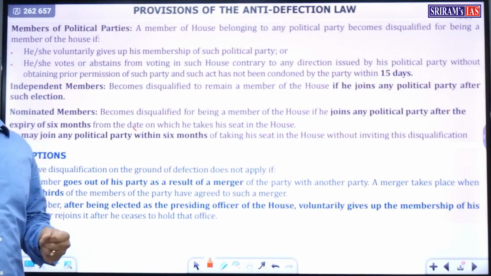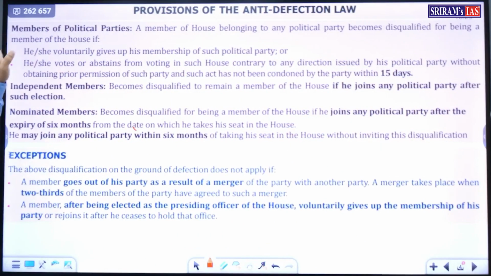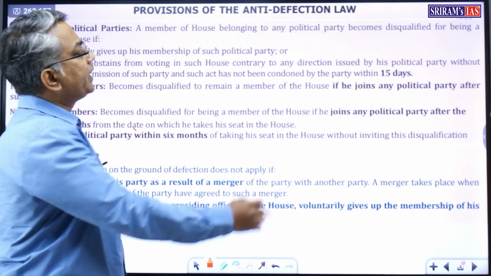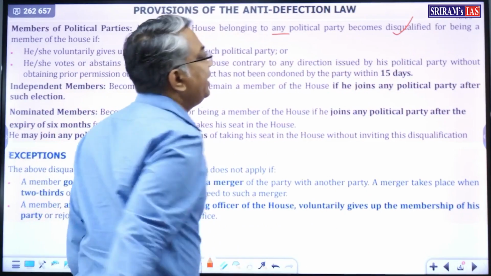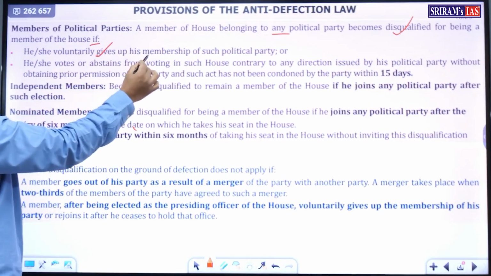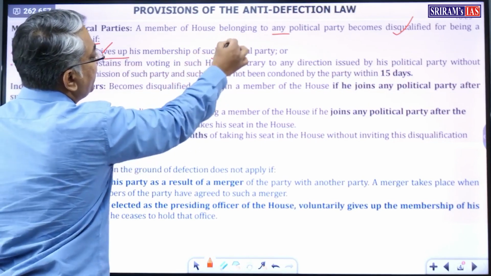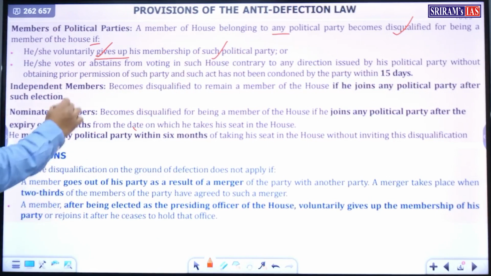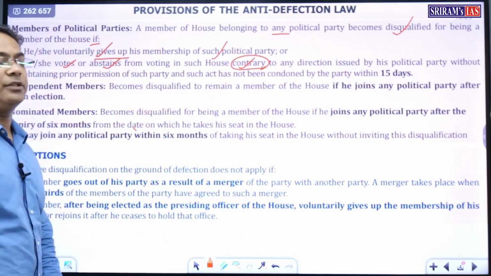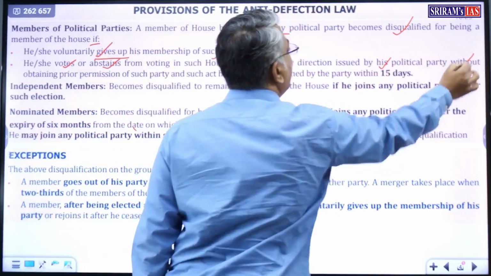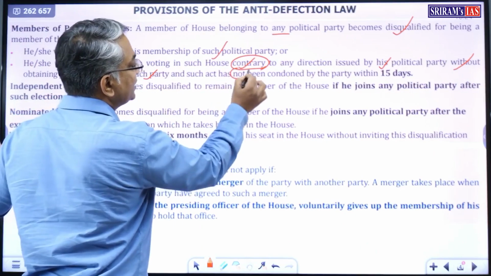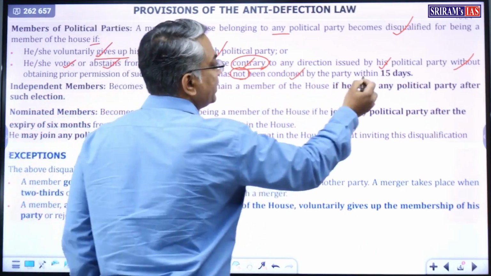Provisions of the anti-defection law, that is, grounds of defection for members of a political party. A member of the house belonging to any political party becomes disqualified for being a member of the house if he voluntarily gives up his membership of such political party, or he votes or abstains from voting in the house contrary to any direction issued by his political party without obtaining prior permission of such party, and such act has not been condoned. Condoned means accepted by the party within 15 days.